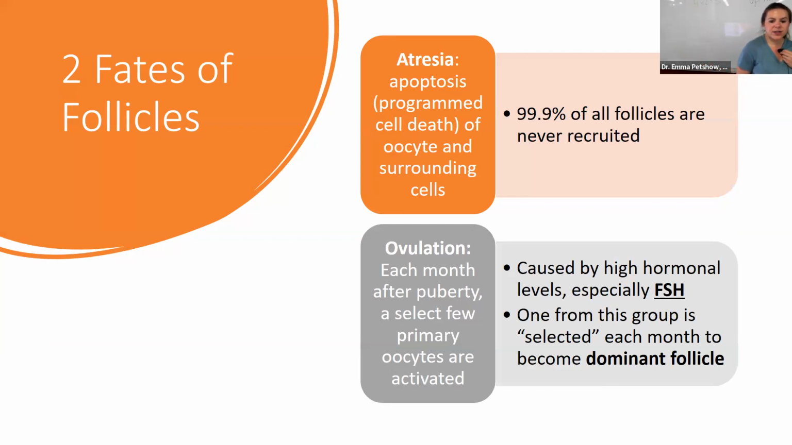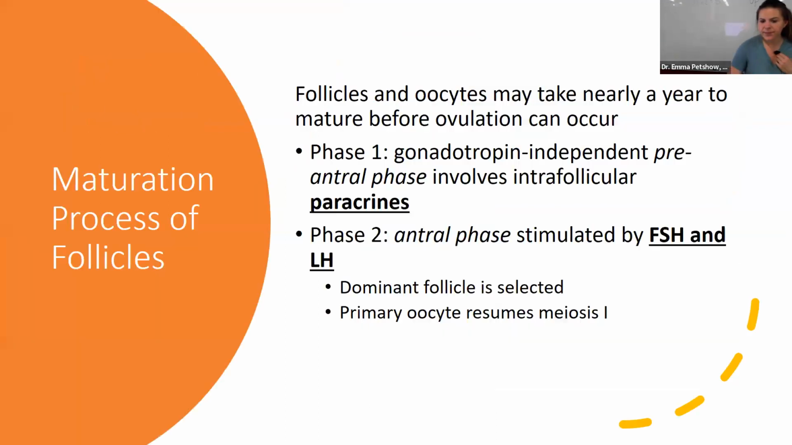There are two fates of your follicles, atresia and ovulation. Atresia is apoptosis, programmed cell death. The majority of follicles are never recruited. The oocyte and the surrounding cells all die. Ovulation: every month after puberty, around the time of ovulation, you'll select a few primary oocytes. They're activated. This is caused by high FSH levels or other hormone levels, but especially FSH. And from this activated group, one will be the dominant one, one will win. That's the one that gets ovulated every month. Typically the dominant one is the largest, has the most layers, the most antrum, the most support, or is the healthiest.